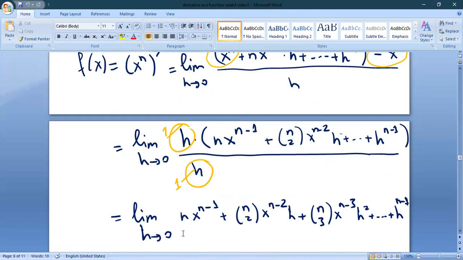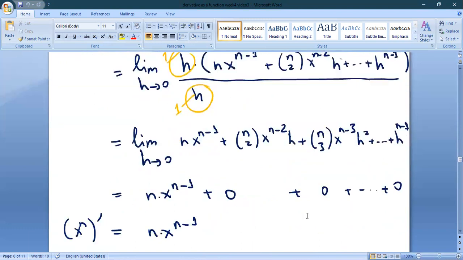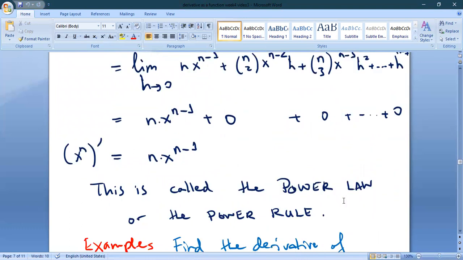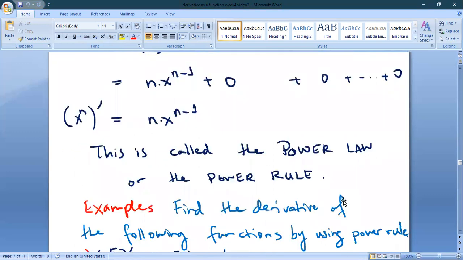And then when h goes to 0, now look at the terms. The first term now has no h after the factorization of h, but the second term has an h. The third term will have an h, and all of the other terms have a copy of h. So when h goes to 0, except for the first term, which is n times x to the n minus 1, the rest of the terms will be going to 0. So the result is n times x to the n minus 1, which we just called the power law, or the power rule sometimes. X to the n's derivative is equal to n times x to the n minus 1. So old power times x to the old power minus 1.